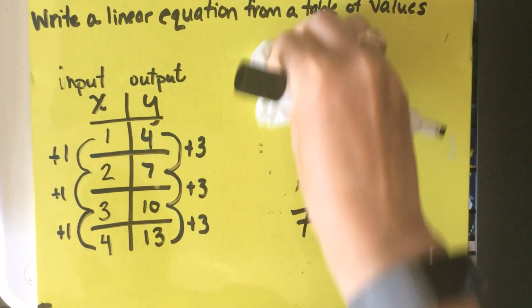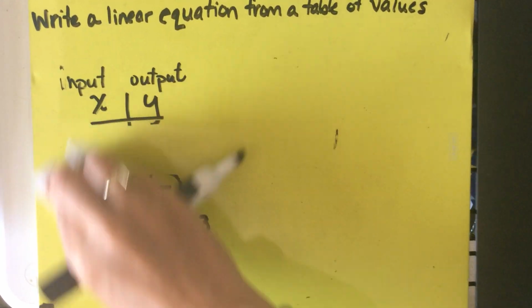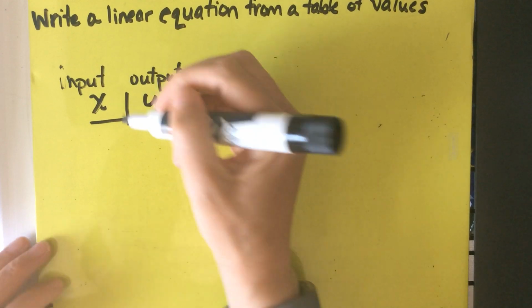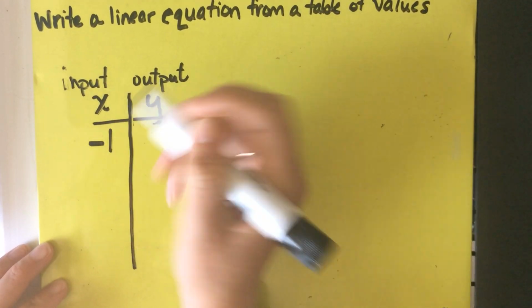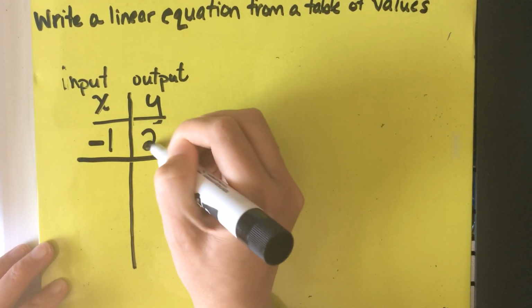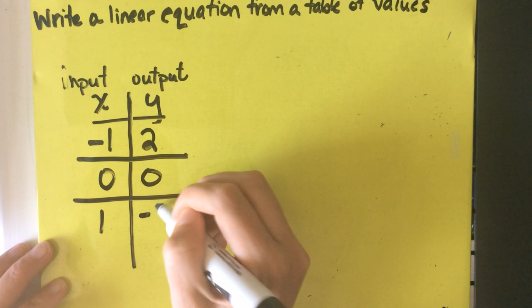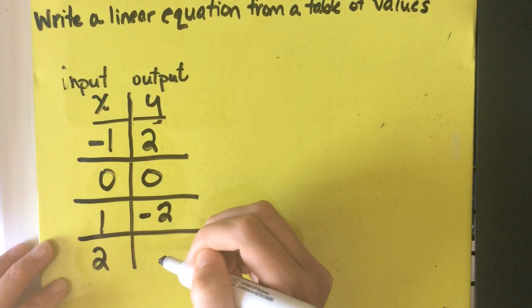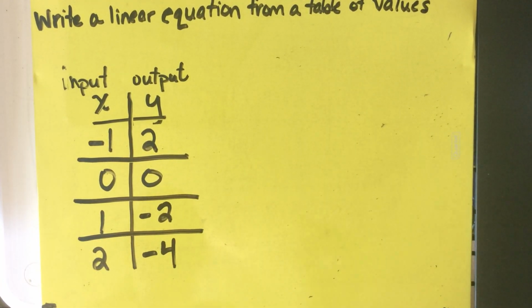So let's try one more. We'll do a new table of values here. So let's try this. Negative 1 and 2, 0 and 0, 1 and negative 2, 2 and negative 4. Okay.